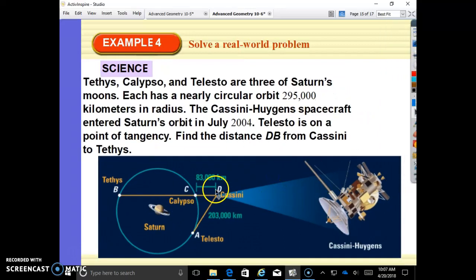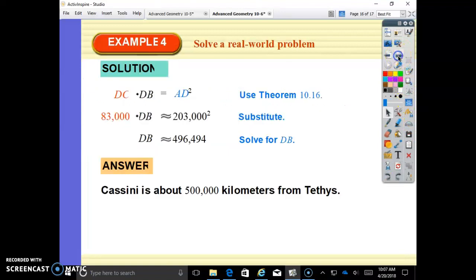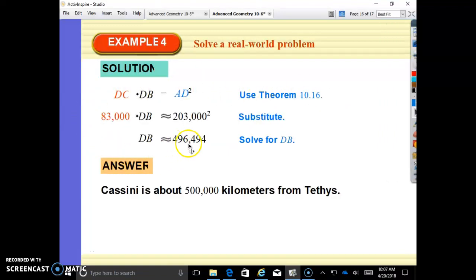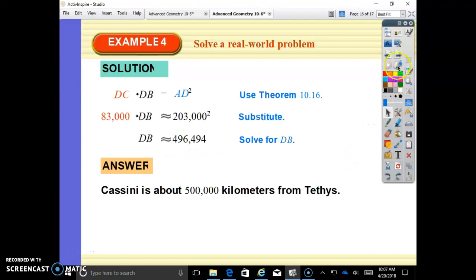So this is another one that's like what we did before. So it's the same thing. It's 203,000 times 203,000 equals 83,000 times x plus 83,000. Okay? And you're going to get 496,494.